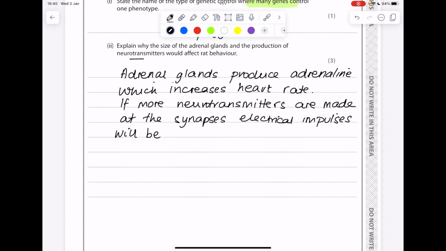So the electrical impulses will be conducted faster and reflex actions will be quicker.